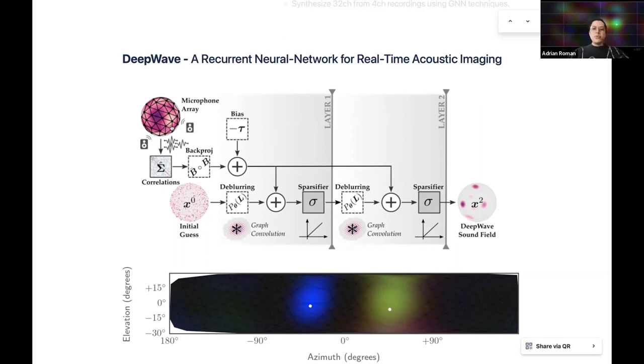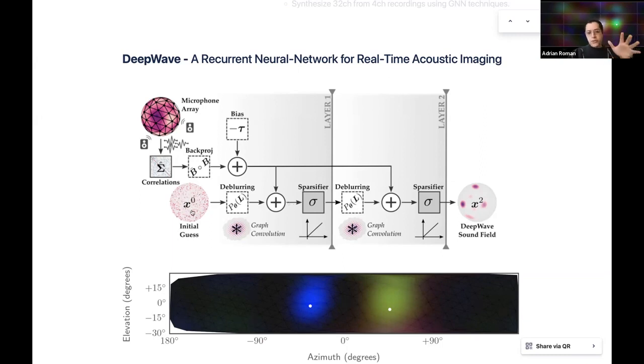DeepWave takes as input the raw audio signal from a microphone array. It can be an array of however many microphones. And it works over 100 milliseconds frames of audio. For these 100 milliseconds frames of audio, it will compute a correlation matrix across the n different microphones in the array. Then it will go through a back projection module where it essentially takes this matrix and projects it into an image form.